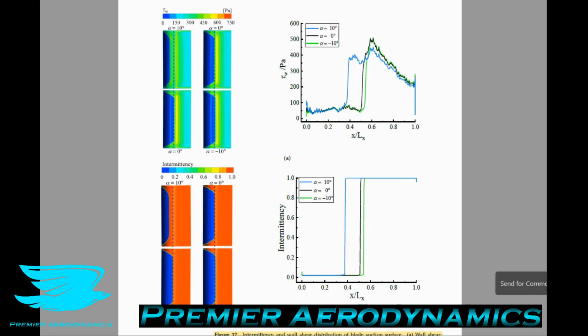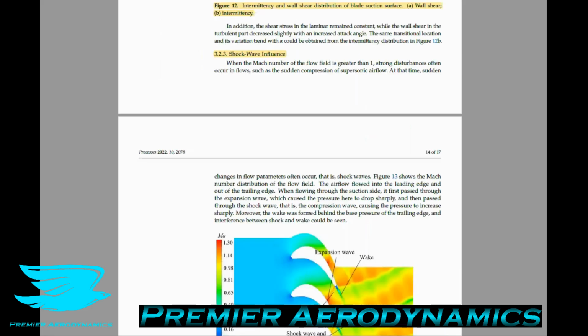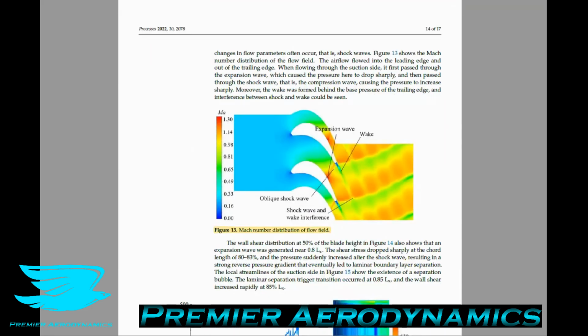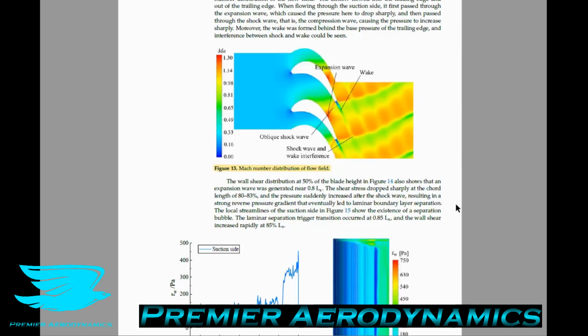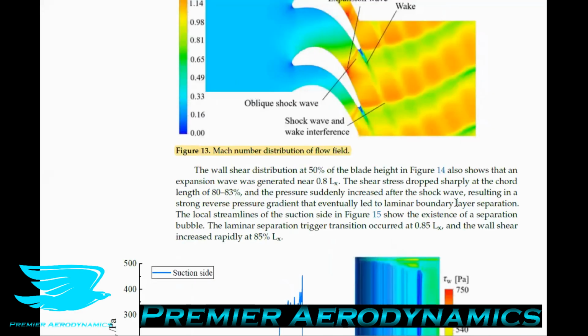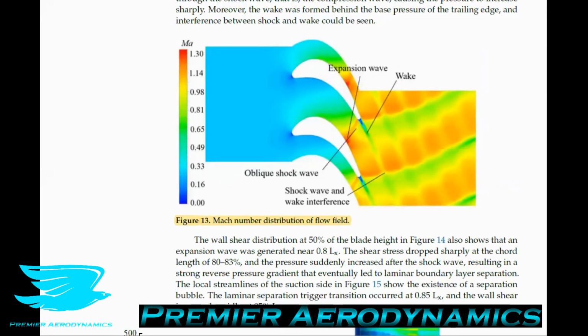So let's move to figure 13, where we're looking at the shock wave influence. As I mentioned earlier, this cascade is going to be operating often in the sonic and supersonic regimes. So it's an important thing to understand how the Mach numbers affect the shocks and everything like that.